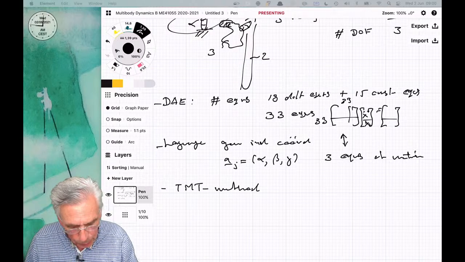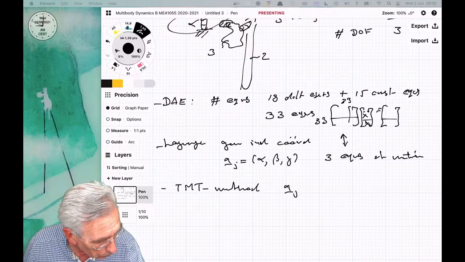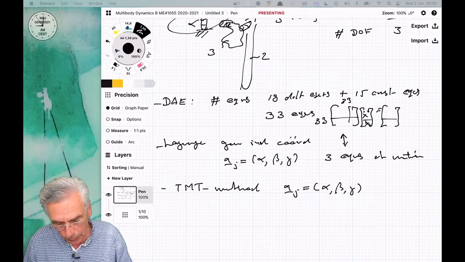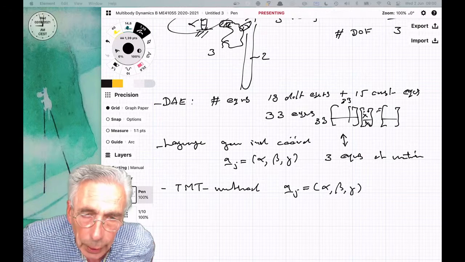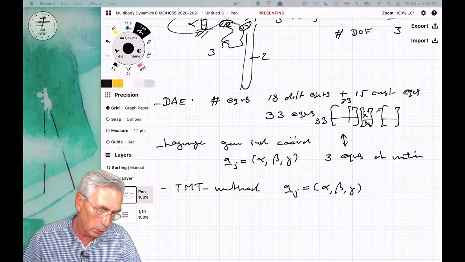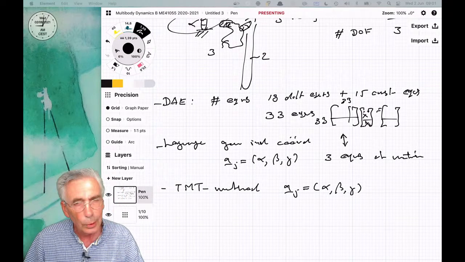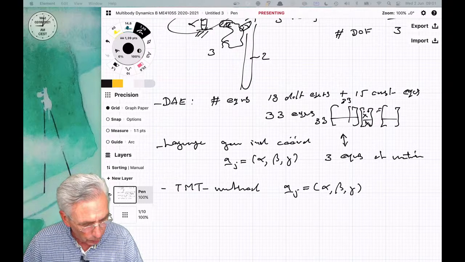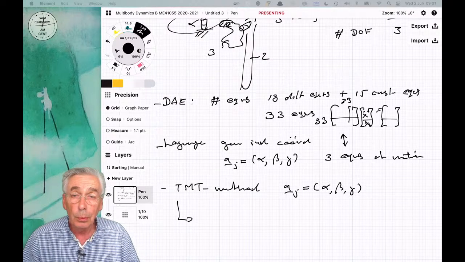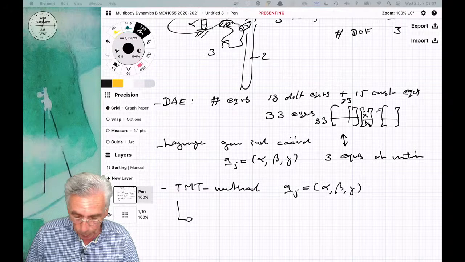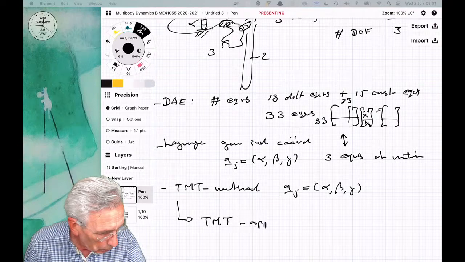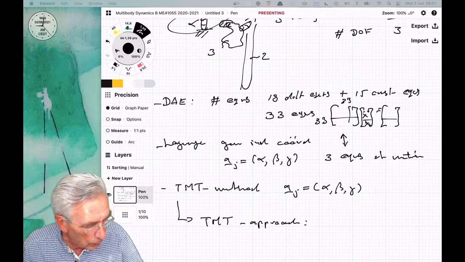Okay, and of course, for the TMT method, we again need generalized coordinates, and we're going to take the same, of course. We're going to use these as generalized coordinates. And you would already have guessed, I think, that I'm going to use, well, what shall I use? DAE, Lagrange. Of course, we're going to use the TMT method, right? So we're going to do this one today. And if you want to, you can also do it the other way and then compare, right? Okay, so let's do the TMT approach.